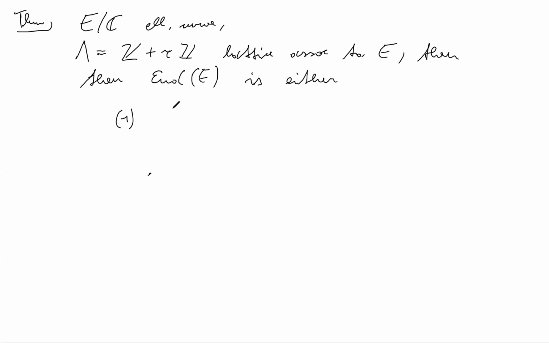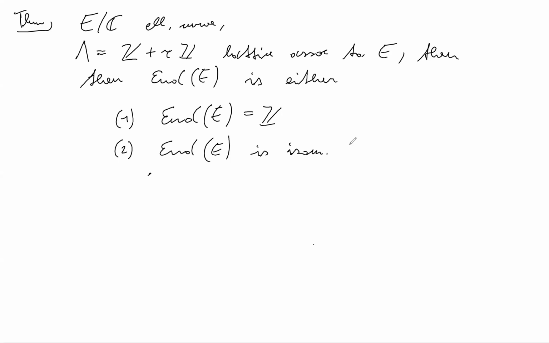So first of all, in this case the endomorphism ring is very simple. Or, and there was a second possibility, actually, the endomorphism ring of E is isomorphic to an order in Q(tau), and Q(tau) is an imaginary quadratic extension of Q.